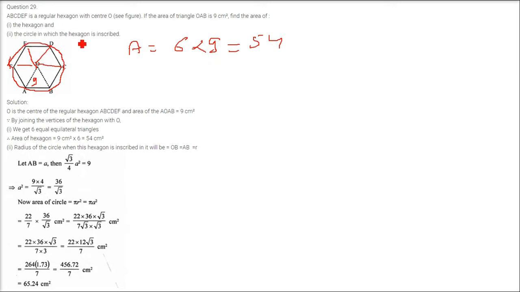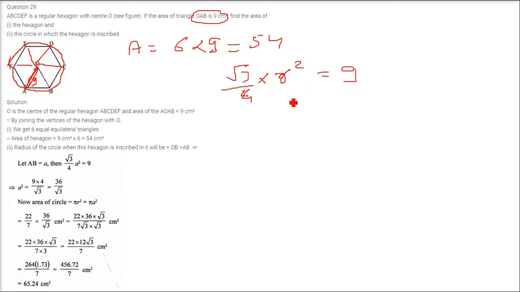Now, the circle in which the hexagon is inscribed. For that we need the radius, and the radius is nothing but the side of the equilateral triangle. So what is the area of the triangle, which is an equilateral triangle? Root 3 by 4 into a square, which is nothing but r square also. You can write r square or a square, and this is equal to 9. It is given that the area of the triangle is 9.